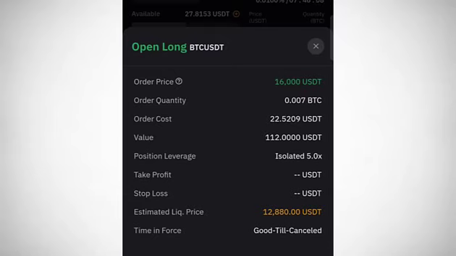Time in force simply means the time this trade can execute or the time it can be cancelled. That is why it said good till cancelled. So this trade can only be cancelled in 2 ways. It's either I cancel it myself or the market gets down to 16,000 and automatically this trade will be activated.